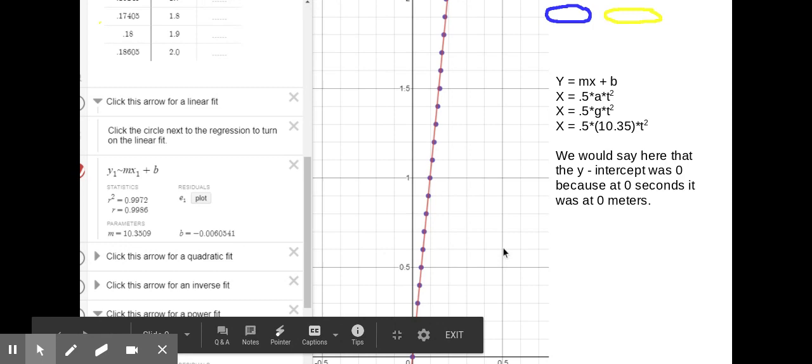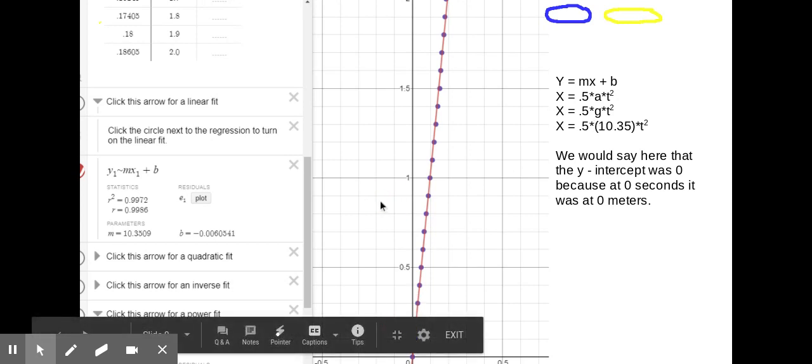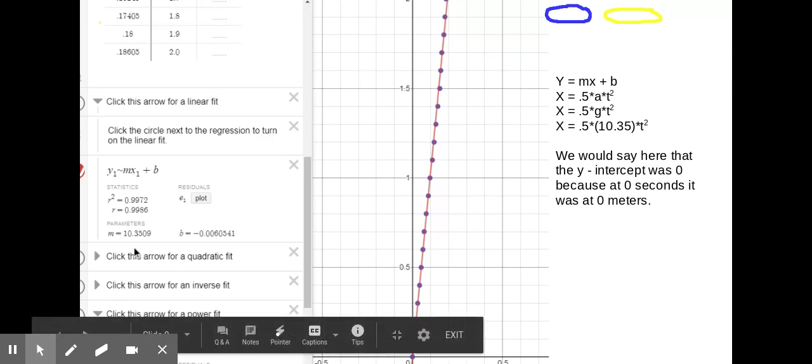Now we know our slope should be gravity, and gravity is 9.8. So the fact that this is 10.35 means we're doing a pretty okay job here. Okay, so we didn't get 12 or 15, we got a number relatively close to 9.8. And as I stated before, a lot of times we round acceleration due to gravity to 10 anyway.